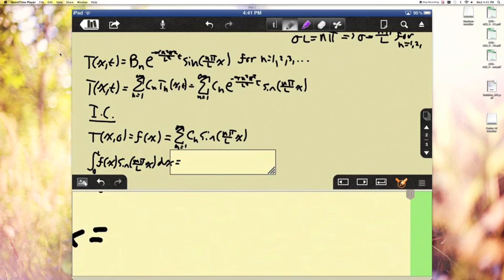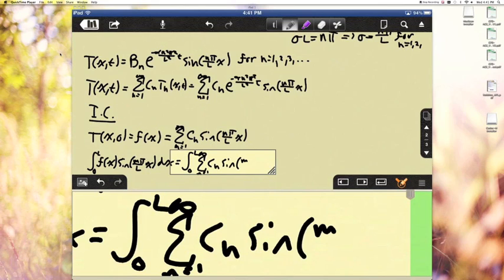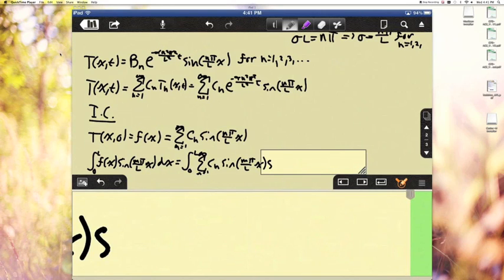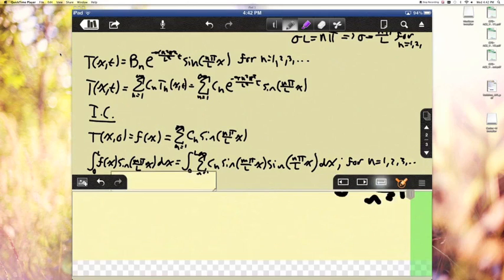We're going to set that equal to the integral from 0 to L of the infinite sum from n equal to 1 to infinity of c sub n sine n pi over L times x, times sine m pi over L times x. We're going to integrate that with respect to x, and we're going to do this for n equal to 1, 2, 3, all the way up to some integer value n.